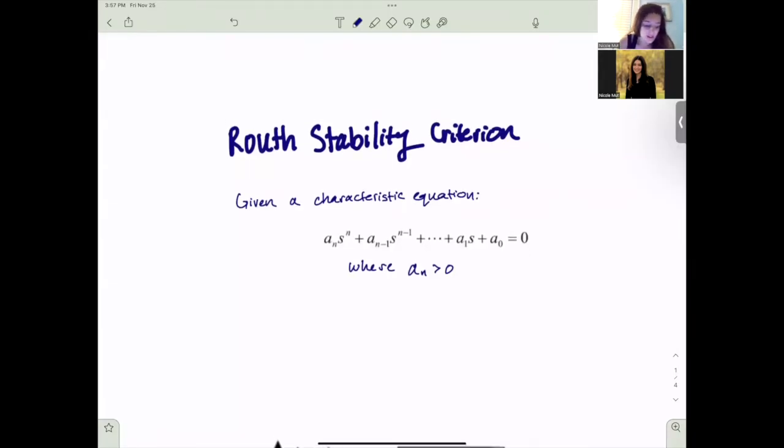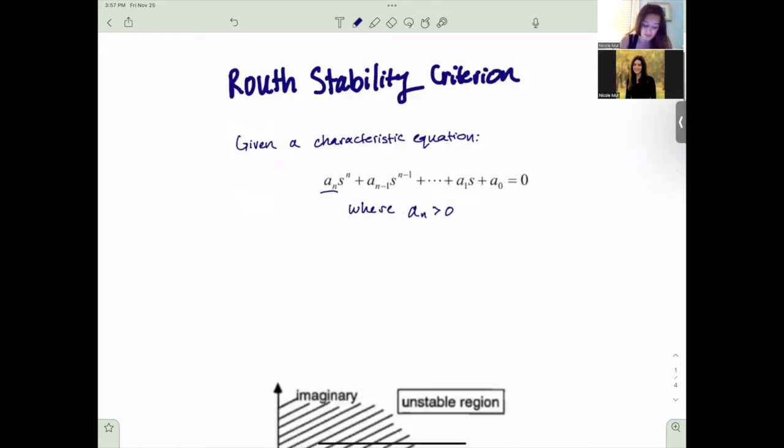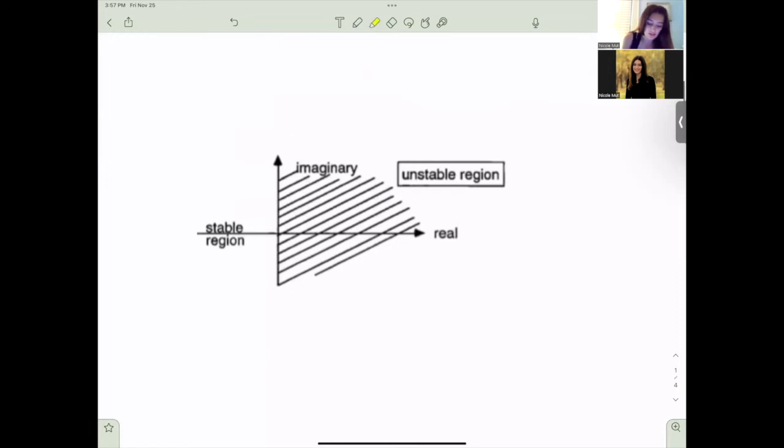So another way to assess dynamic behavior is through the Routh stability criterion. The Routh stability criterion was developed in 1905 by Ralph Horowitz. Given a characteristic equation where a_n is greater than 0, the Routh criterion states that if any of the coefficients a_0 through a_n are negative or 0, then at least one root of the characteristic equation lies in the right-hand plane, where on this figure you can see the right-hand plane in this case indicates the unstable region. So this allows us to determine behavior.